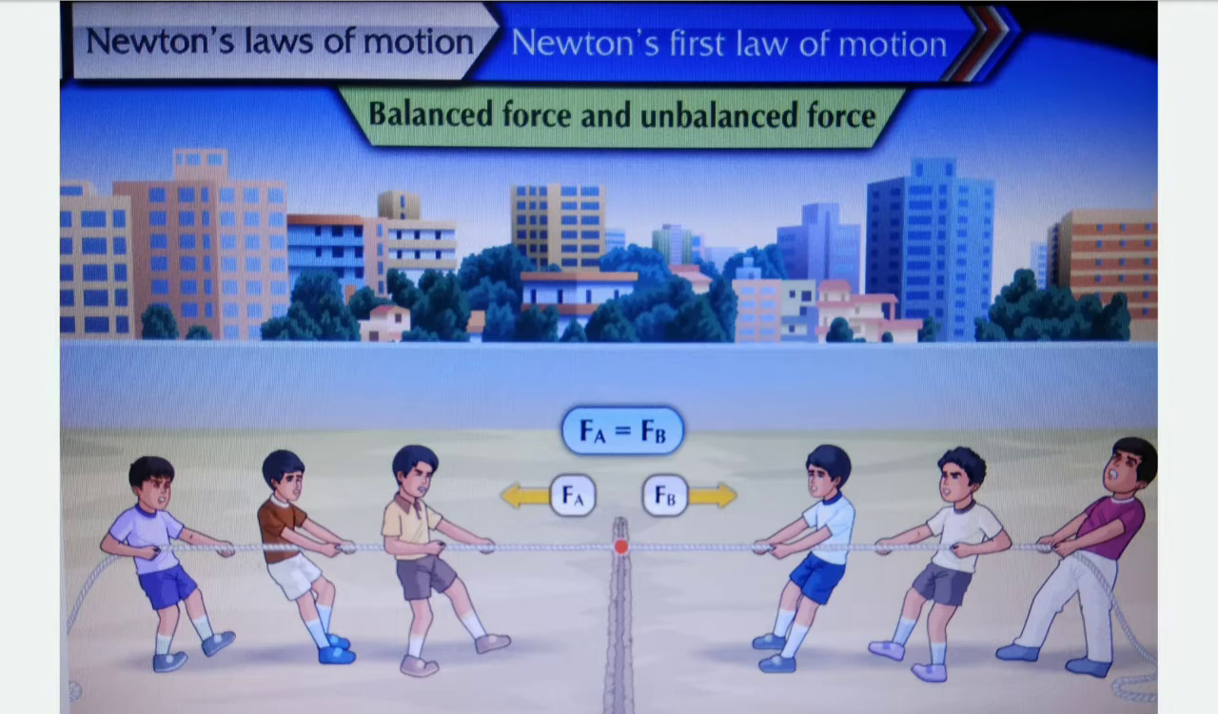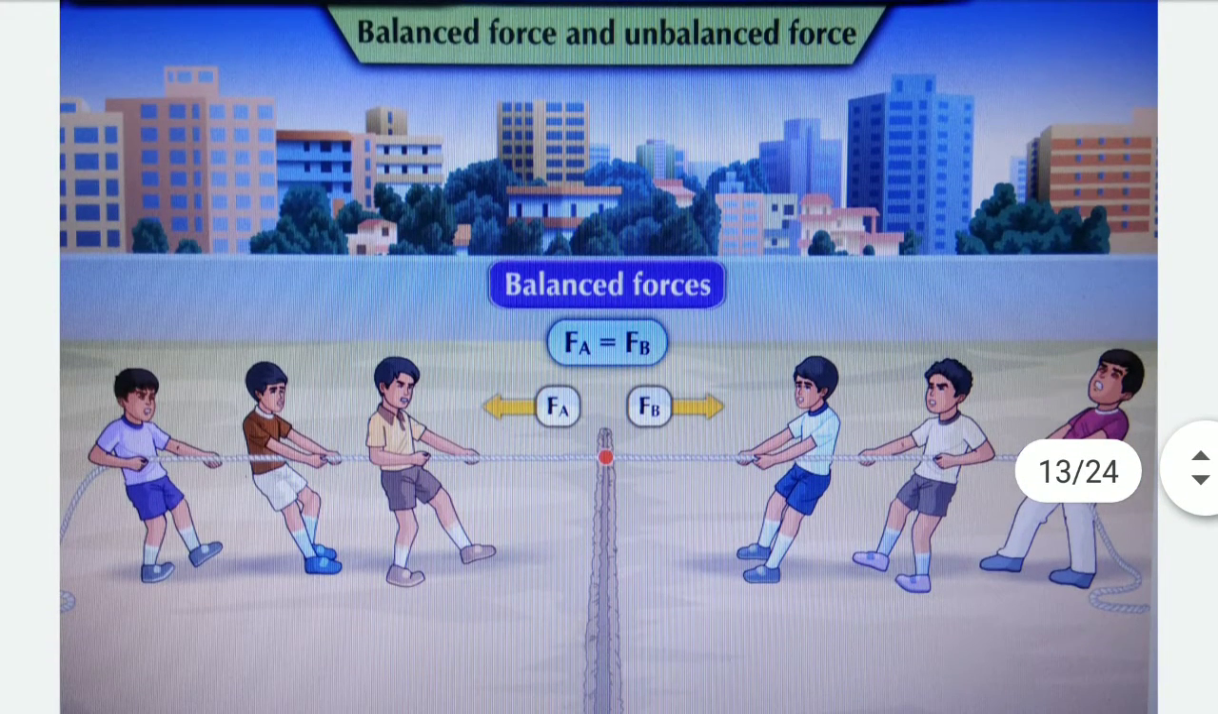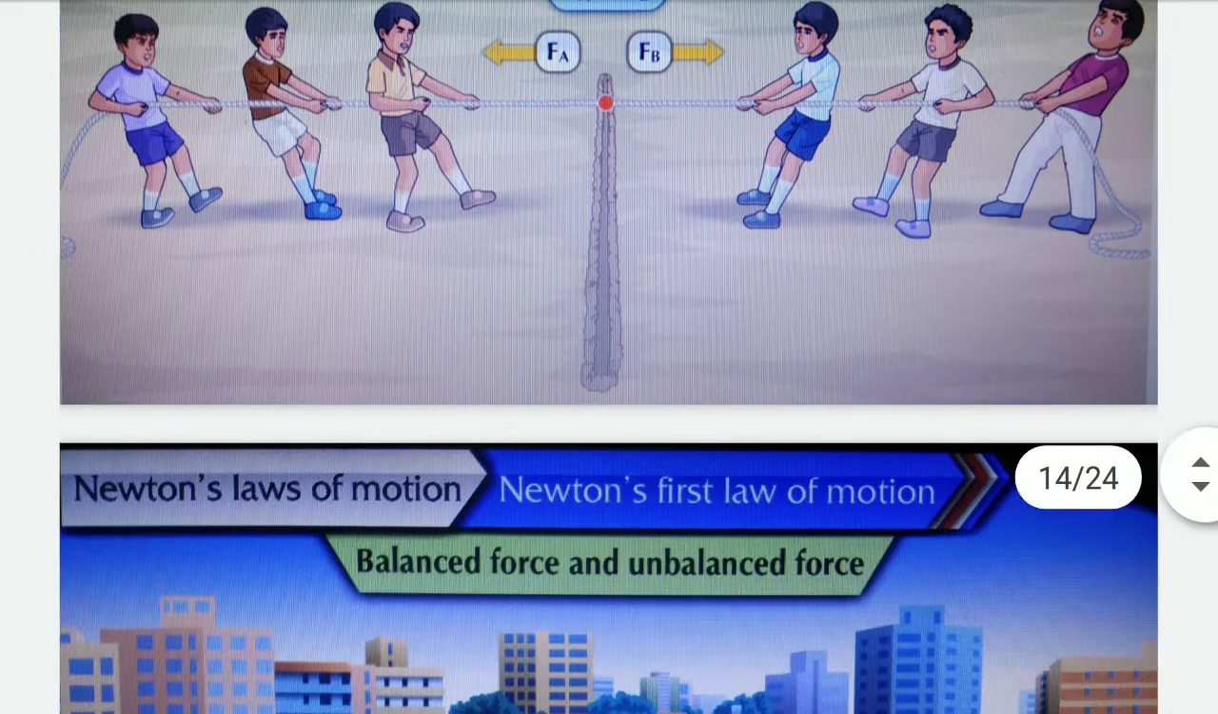The force applied from both sides is the same, that is, a balanced force is applied on the rope, and therefore the rope remains as it is, as both sides have the same force. If a net force gets applied in the direction of the greater force, then that will be an unbalanced force. In this picture, the force applied from both sides is the same, therefore FA is equal to FB, that is, both the forces are balanced.